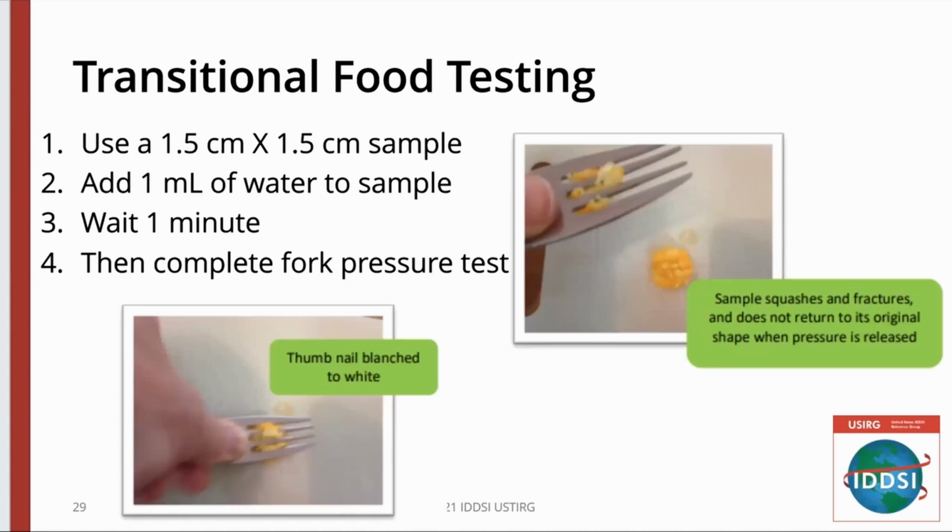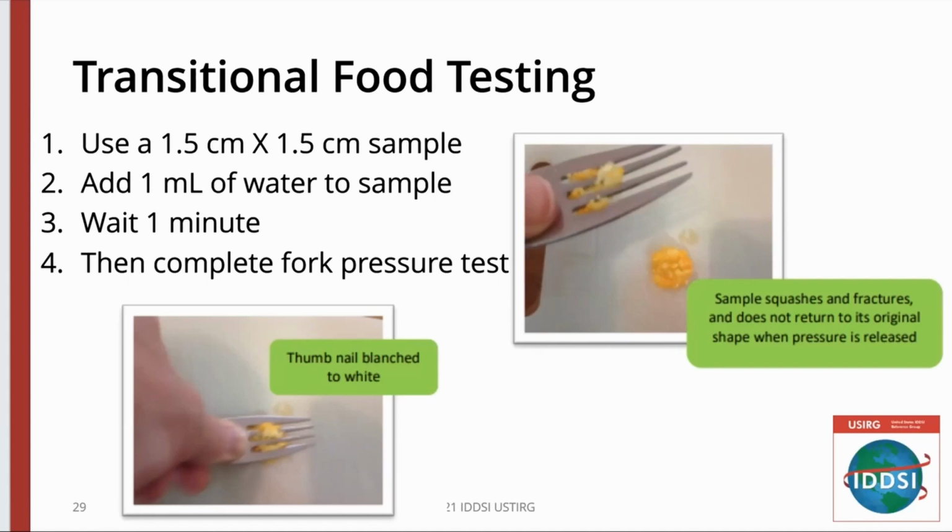Here are the steps to test transitional foods. Use a small sample, 1.5 by 1.5 centimeters of the wafer. Add 1 milliliter of water. You can use a syringe to measure your 1 milliliter. Let the water soak into the food sample for 1 minute. Then do the fork pressure test. Your thumbnail blanches white with the pressure.